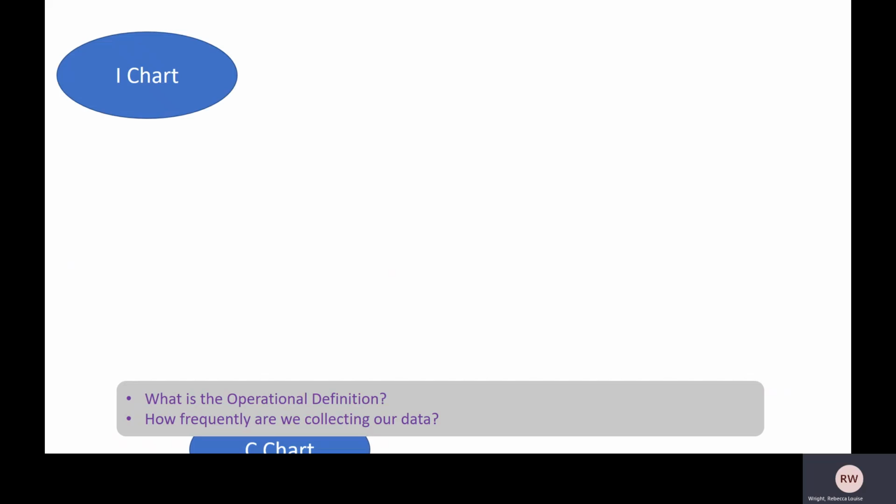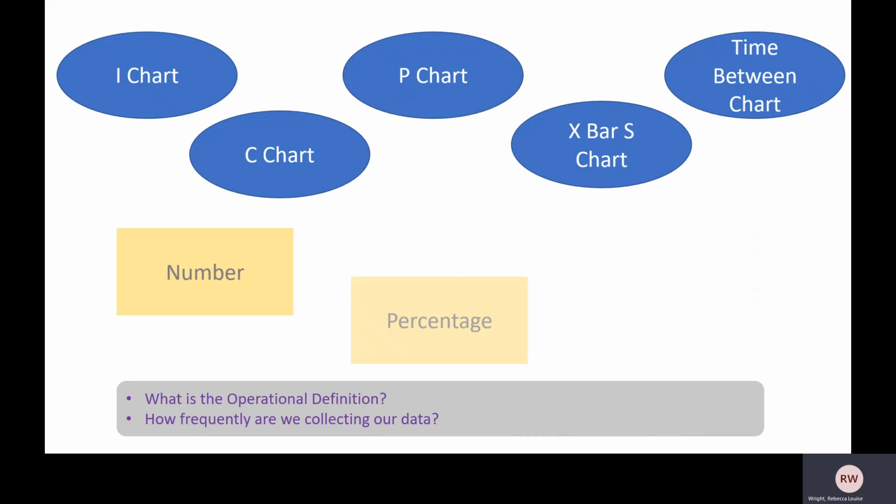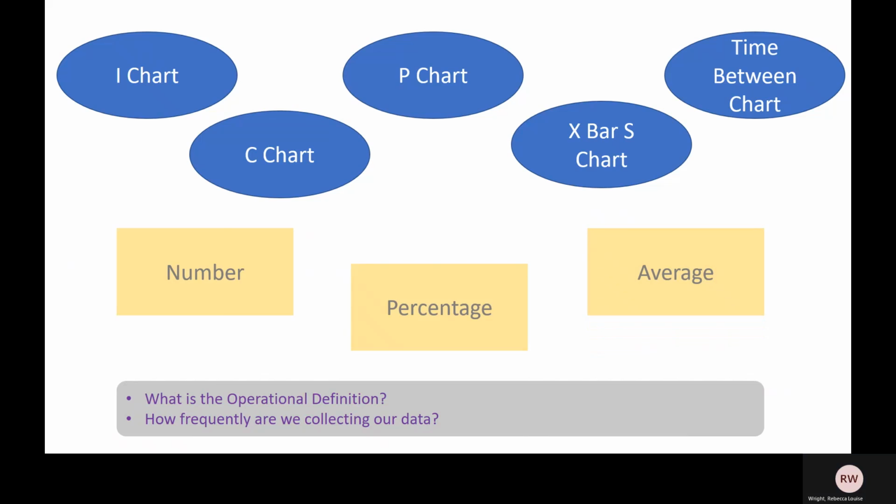There are different types of SPC charts. It is the data that we are plotting which prompts thinking about the chart we need to use. When we collect data to see if a process is improving, we may be looking at a number, a percentage, or an average. It will stem from our operational definition of our measure.